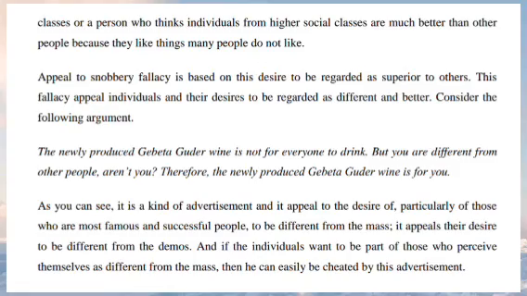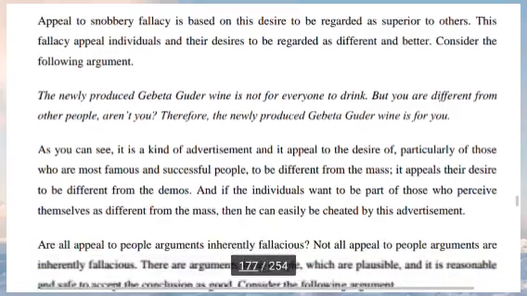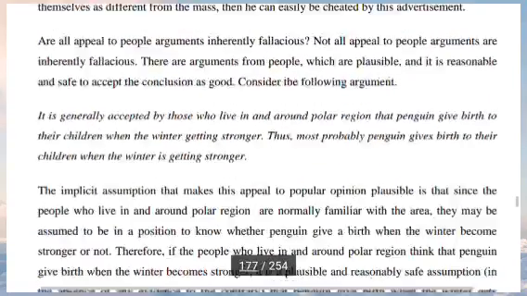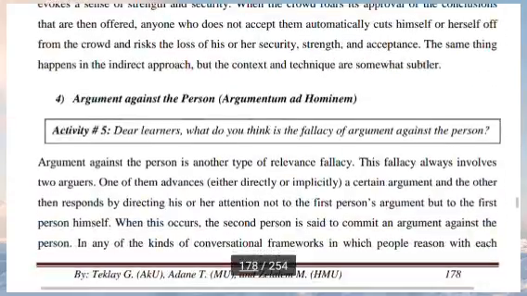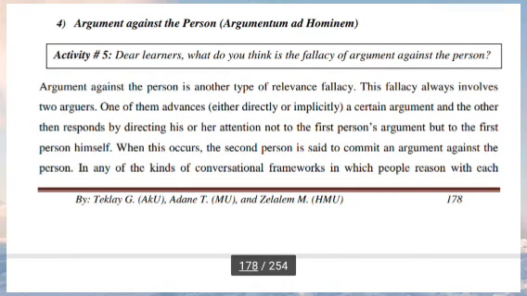So the fourth kind of fallacy of relevance is argument against the person. Here, this fallacy always involves two arguers, and one of them advances either directly or implicitly a certain argument, and the other responds by directing his or her attention not to the first person's argument but to the first person himself. There are two debaters; one puts forward an argument, and the second gives a response not to the argument but to the person himself. That is what this fallacy does.